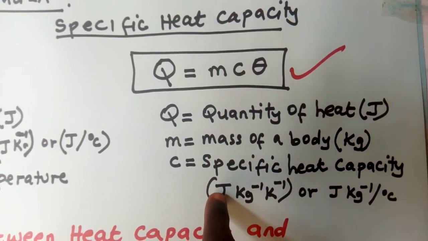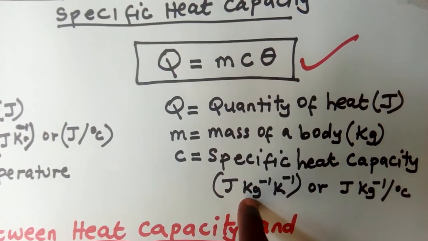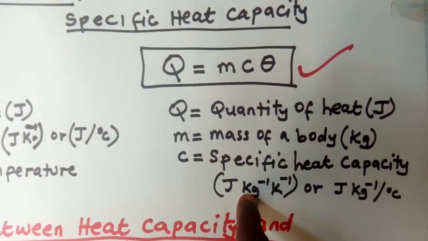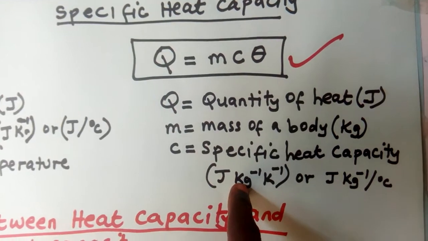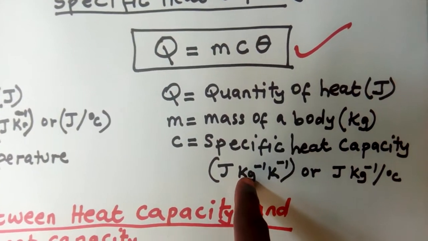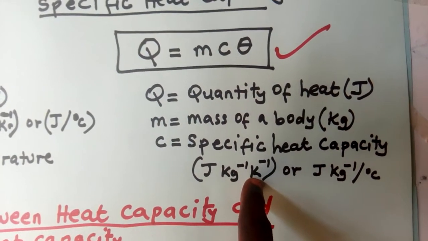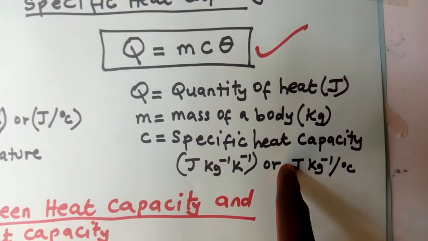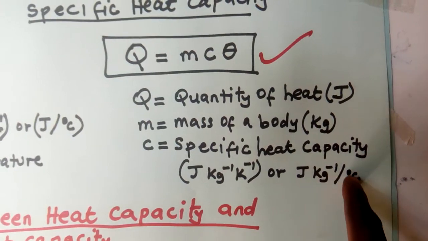For heat capacity, it was joules per Kelvin, without this kilogram, because there was no mass mentioned. But for specific capacity, the mass is mentioned, and the SI unit of mass is kilogram. So it is joules per kilogram per Kelvin, that is if the temperature is in Kelvin. If the temperature is in degrees Celsius, it becomes joules per kilogram per degree Celsius.